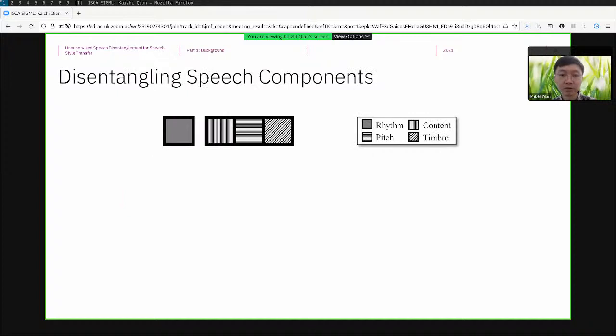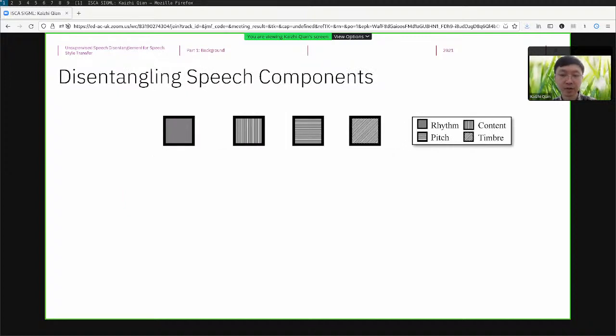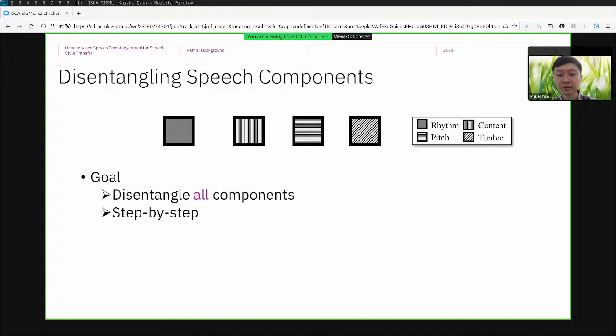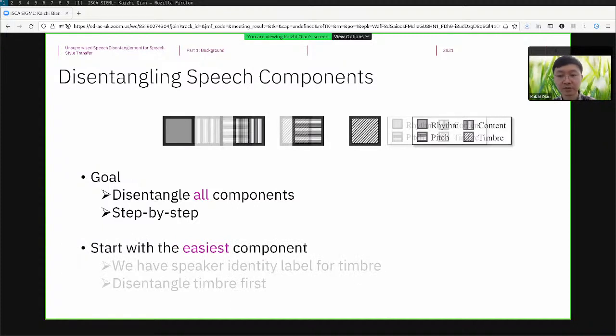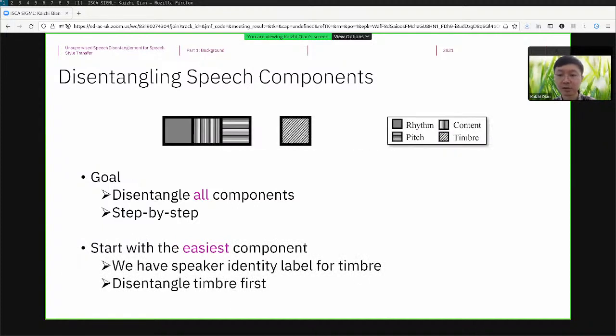Our goal is to disentangle all components in order to perform style transfer on each and on different combinations of these components. We would like to do this step by step because this is a very challenging problem. So we are going to start with the easiest component. Because we have speaker identity labels for timbre, we will disentangle timbre first.